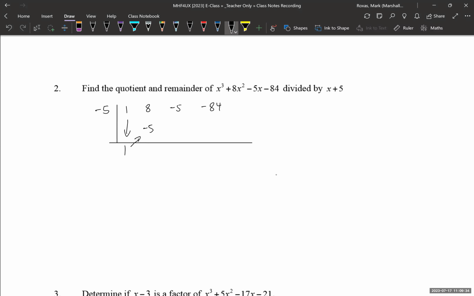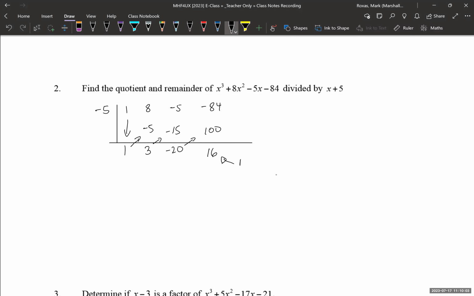Okay, bringing down the 1, that's the third row, multiplied by minus 5, and that's minus 5. You bring that to the second row on the next column. Add the 8 and negative 5 together, we get positive 3. Multiply that by negative 5, you get negative 15. Bring that to the second row on the next column. Negative 5 plus negative 15, add those together, you get minus 20. Multiplying negative 20 and negative 5 gives you positive 100, which you put on the second row again on the final column. And negative 84 plus 100 is 16.